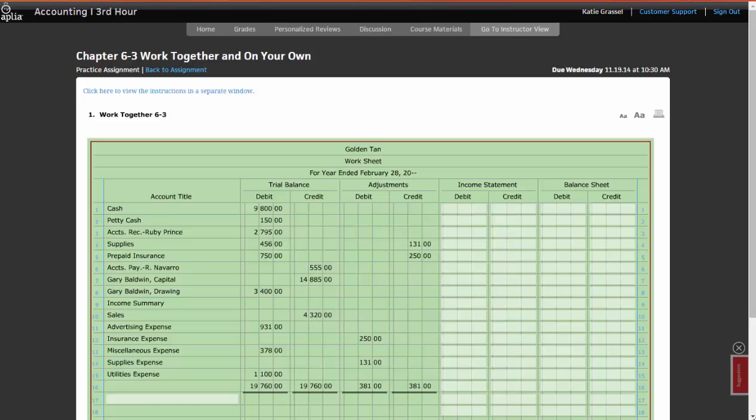But we need to think back to what I just talked about at the beginning. Every one of these accounts listed under account title is either an asset, liability, owner's equity, revenue, or an expense. And you need to know the classification. The classification will determine whether it goes in the income statement or in the balance sheet column. It won't go in both spots.